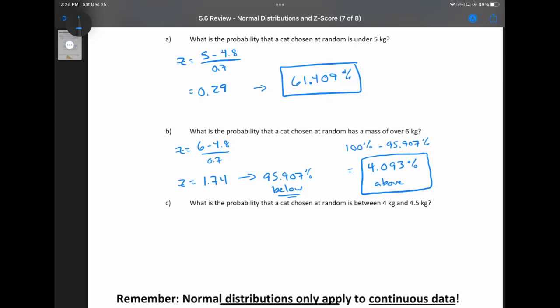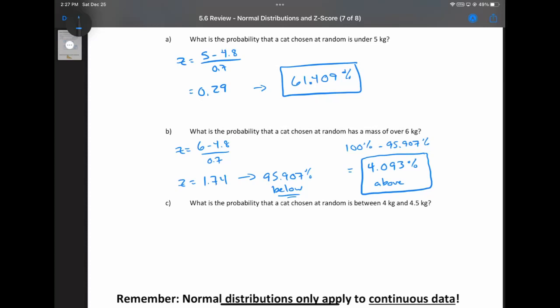Now, just a little reminder, and this idea is kind of important or going to continue to be important. We said that there was a certain percentage of data below and a certain percentage of data above. Some of you might be thinking, well, that doesn't take into account the percentage of cats that would be exactly 6 kilograms. And I have to remind you that when we're talking about continuous data, so anytime that the data we've got is continuous, it is impossible to get any data point that is an exact value.